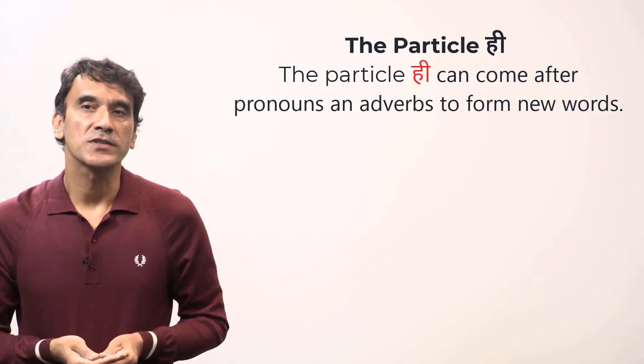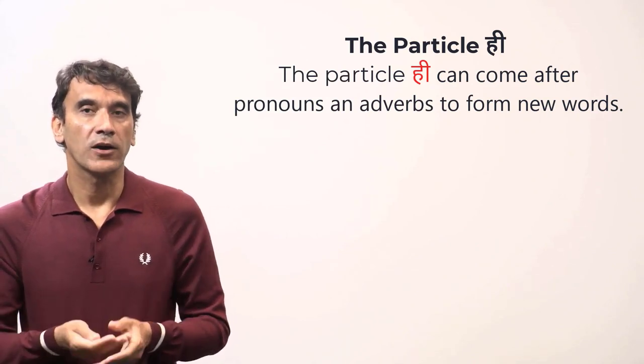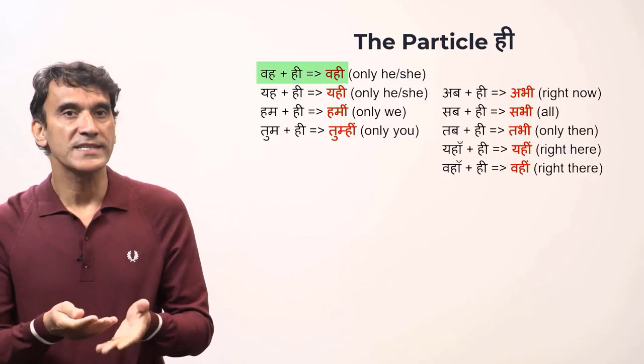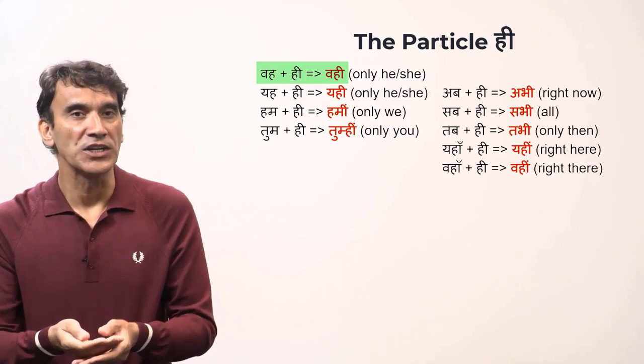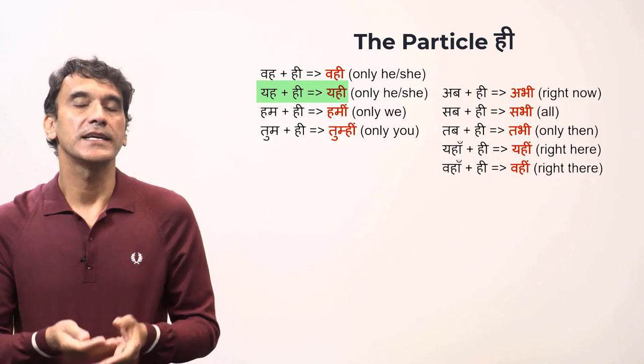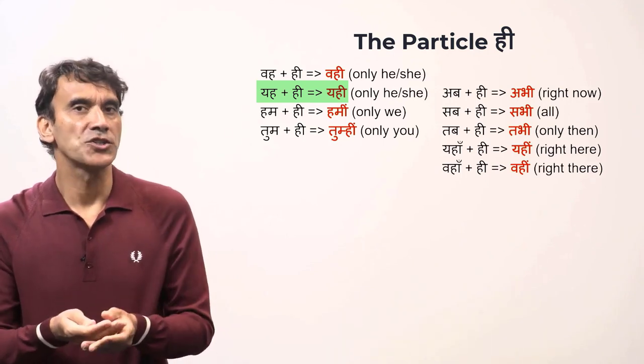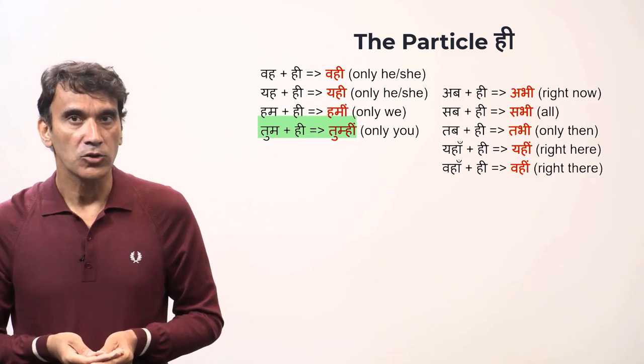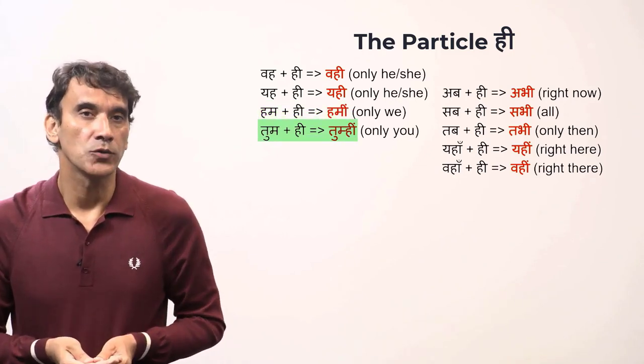"Hi" can also be used after pronouns and adverbs, and often they become a new word. Here are a few examples. "Wo" plus "hi", "wahi", only he, only she. "Ye" plus "hi", "yahi", only he, only she again. "Hum" plus "hi", "hami", only we. "Tum" plus "hi", "tumhi", only you.